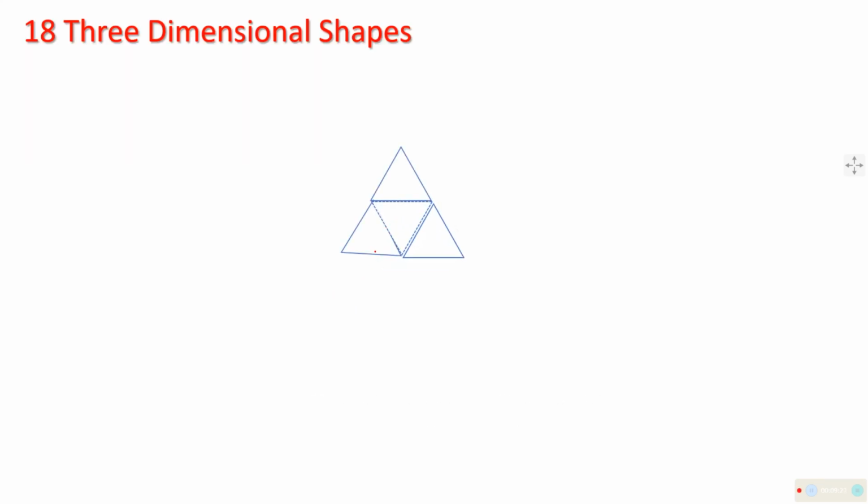This is a triangle. You can convert this triangle into a pyramid. Peculiarity, the base must be triangular and all other sides should meet. Its common apex should be there, a common point of meeting should be there. Then it becomes a triangular pyramid like this.